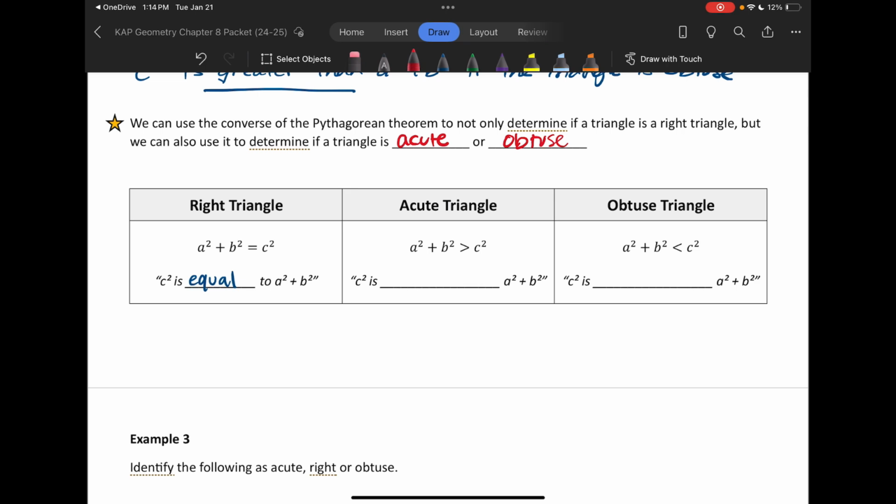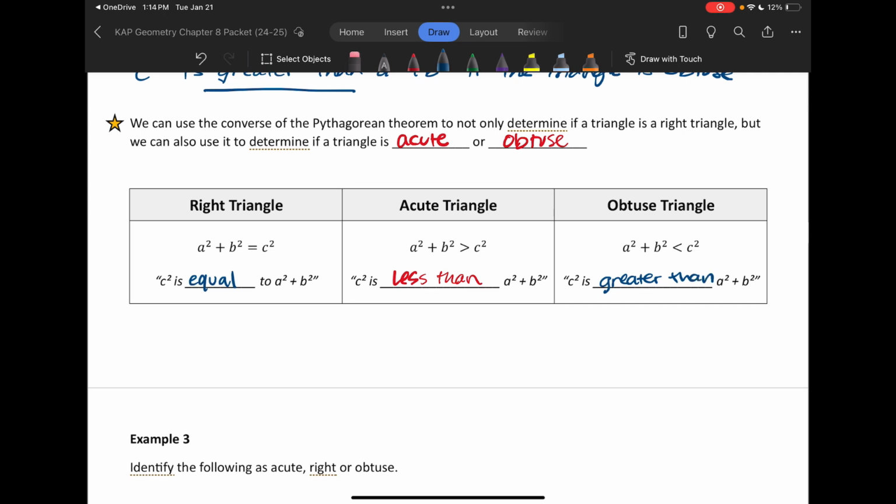Next, if it's an acute triangle, you're going to end up with the following, that a squared plus b squared is greater than c squared. But this, in my opinion, makes more sense to look at in the context from c squared's point of view. In this case, if it's an acute triangle, c squared is going to be less than a squared plus b squared. And then lastly, in an obtuse triangle, you'll end up with a squared plus b squared is less than c squared. But again, this will make more sense looking at it in the context of c squared. So in this situation for obtuse triangles, c squared is greater than a squared plus b squared, right?